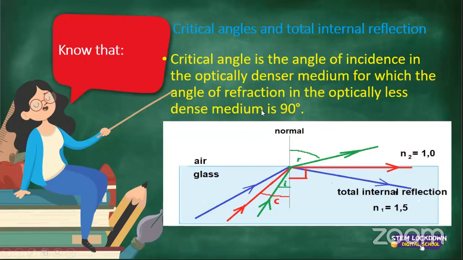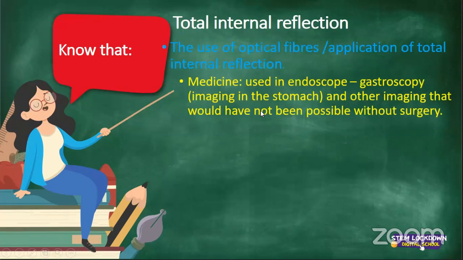All right, we have talked about the critical angle. So we have also talked about the application of total internal reflection. Sorry about that. I had a problem with my screen. It was not moving. So we have said that total internal reflection is being used in medicine. In here we have said it can be used in endoscopes and in gastroscopy. That is imaging of the stomach and other imaging that would not have been possible without surgery. So now instead of using surgery to view certain organs or parts of the body, you can use endoscopes.